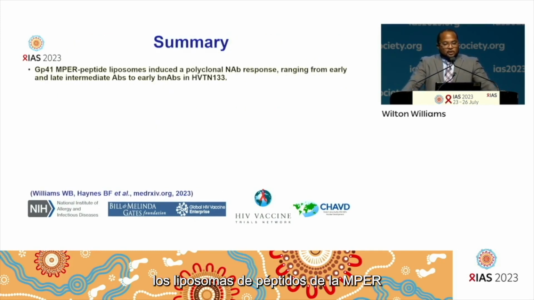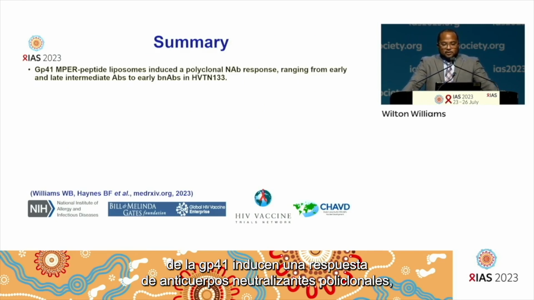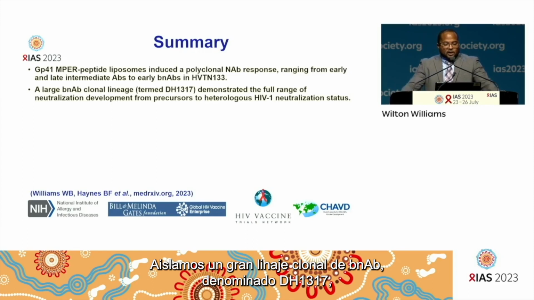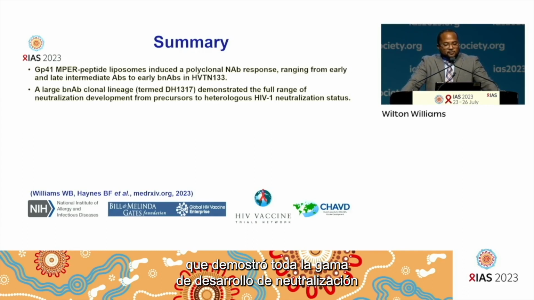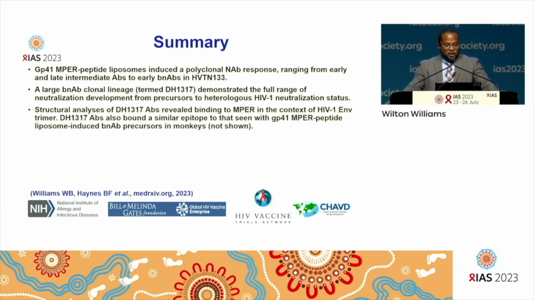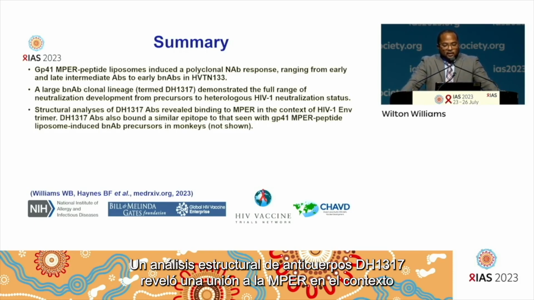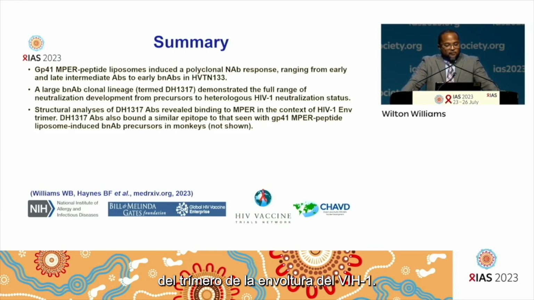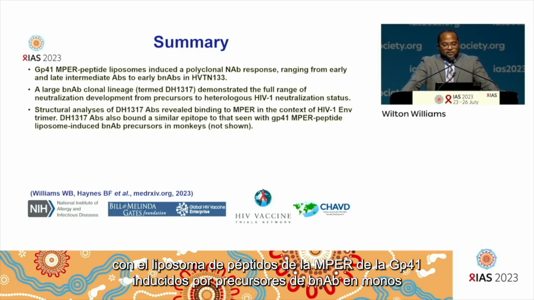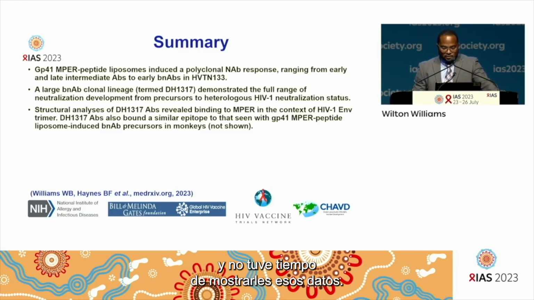So in summary, GP41 Emperor peptide liposomes induced a polyclonal neutralizing antibody response ranging from early and late intermediate antibodies to early bNAbs in HVTN 133. We isolated a large bNAb clonal lineage termed DH1317 that demonstrated the full range of neutralization development from precursors to heterologous HIV-1 neutralization status. Structural analyses of DH1317 antibodies revealed binding to Emperor in the context of HIV-1 envelope trimer. DH1317 antibodies also bound a similar epitope to that seen with GP41 Emperor peptide liposome-induced bNAb precursors in monkeys, and I didn't have time to show you those data.